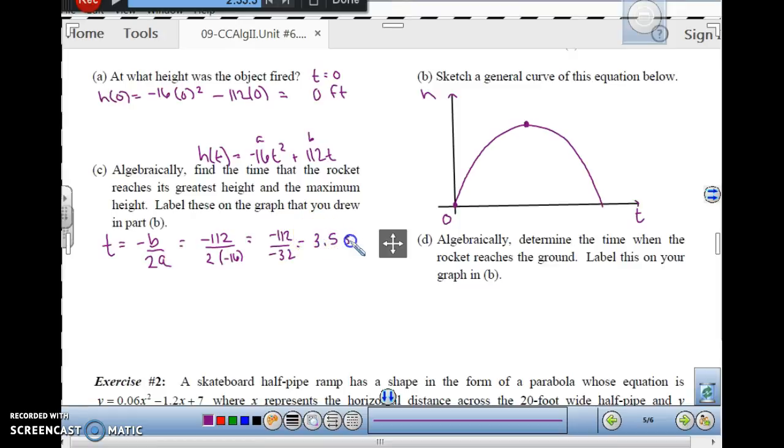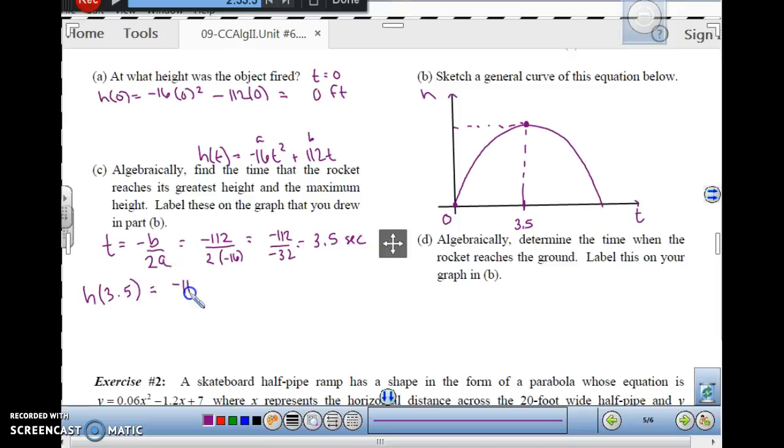Now this is the time, so this is at 3.5 seconds. So that means that this time is going to be 3.5 seconds. All right, so at 3.5 seconds, it's going to reach its maximum height. What would be its maximum height? Well, if this is 3.5, we need to figure out the y that goes with it. It would be h of 3.5.